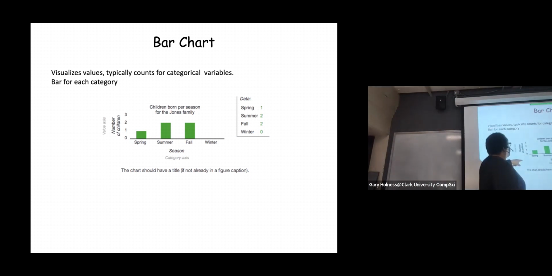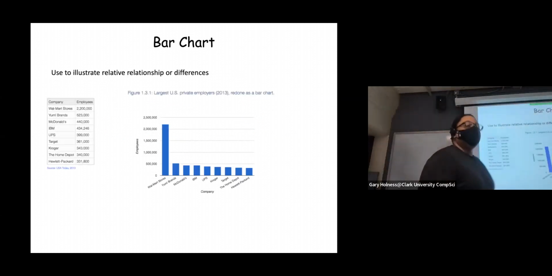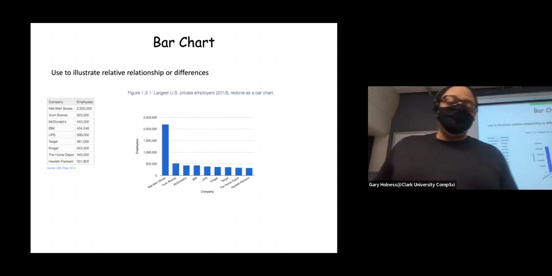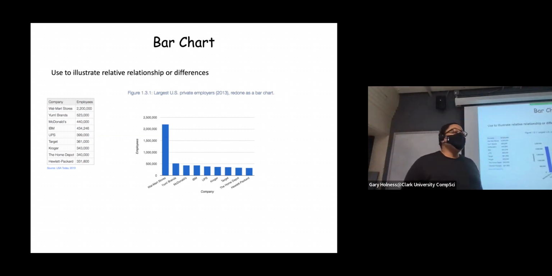And along the vertical axis, it talks about the number of children. And from the legend, it talks about, for a particular family, in what season were children born, how many children in each of them. For whatever reason, someone might want to track that. Go figure. I don't know why, but there's our graph. Now, the other thing you can use a bar chart to do is to describe relative relationships between things. In this particular chart, they talk about the number of employees for various large national companies.